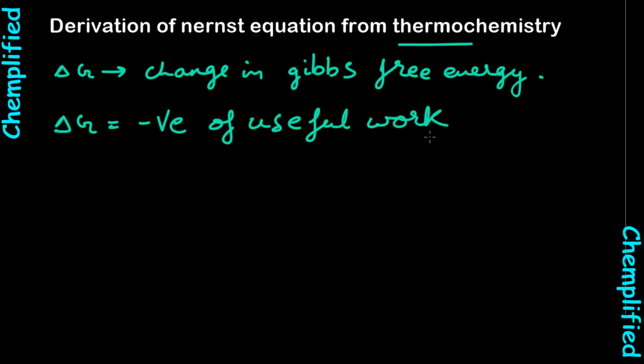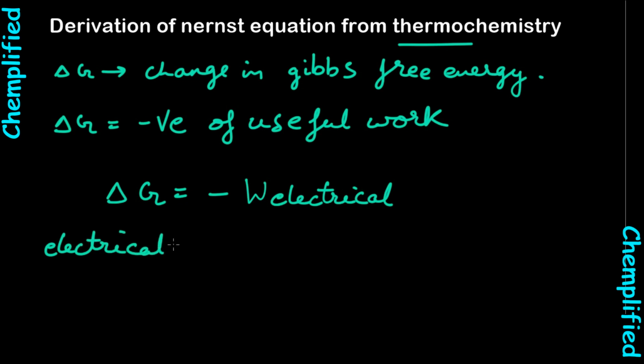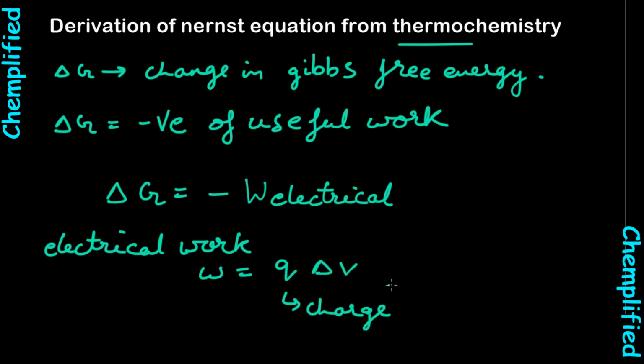Now, since we are dealing with an electrochemical cell, the work done in this particular case will be electrical work done. So we can write delta G is equal to negative of electrical work done, right? Now, electrical work is given by the formula W is equal to Q delta V, where Q is charge and delta V is potential difference.